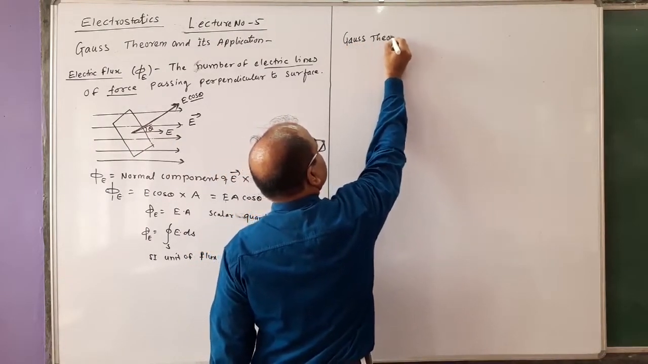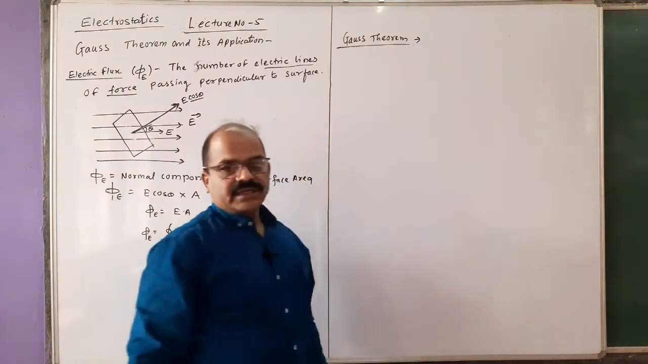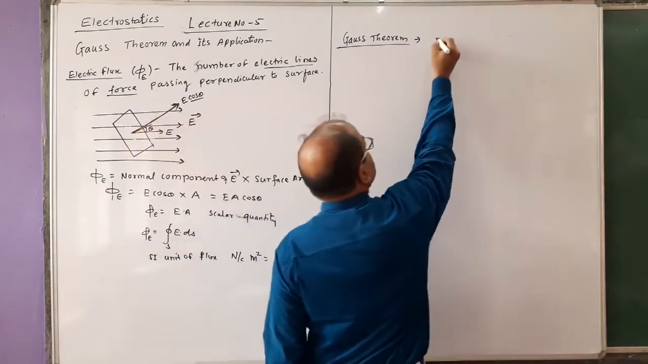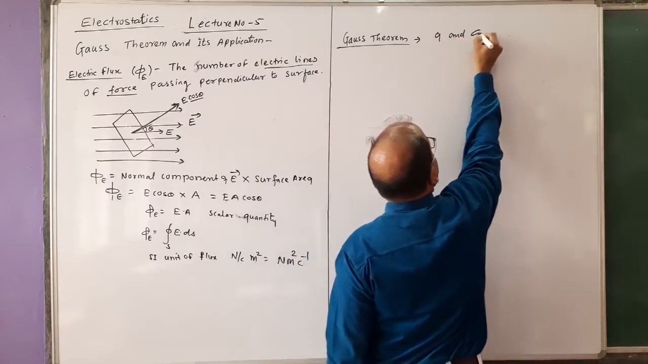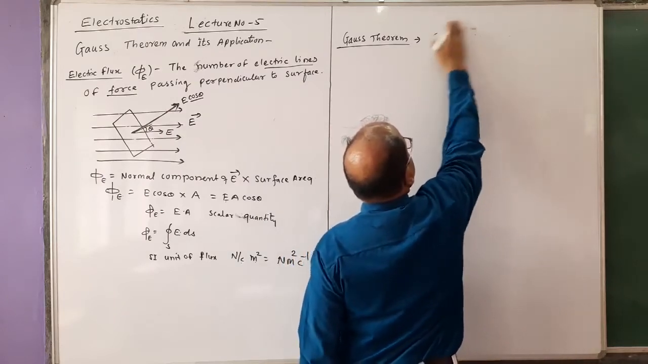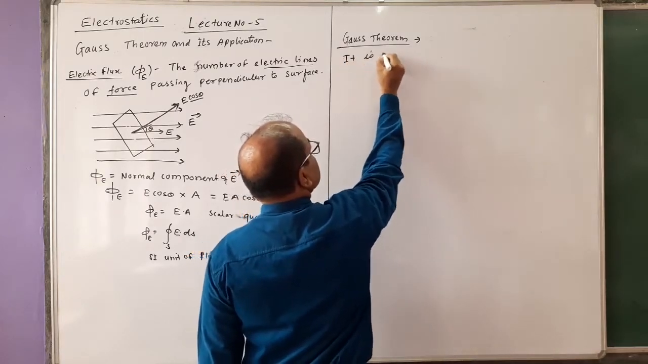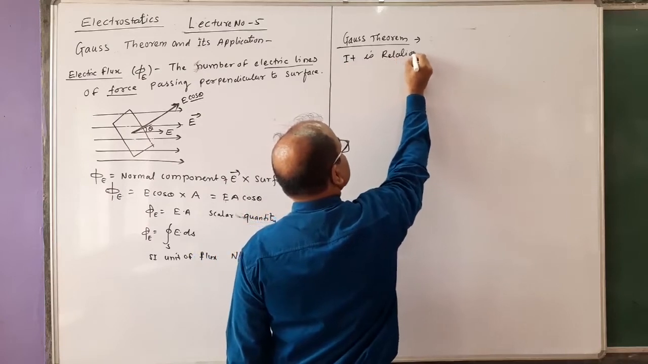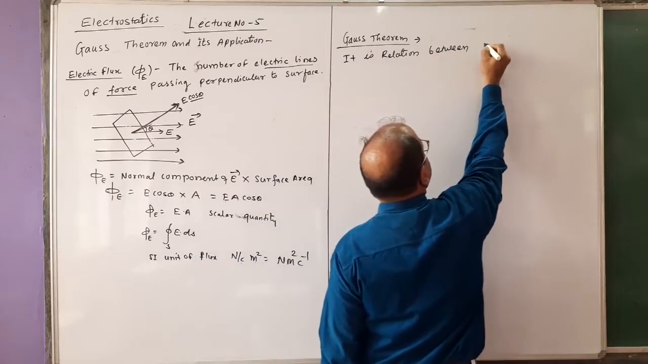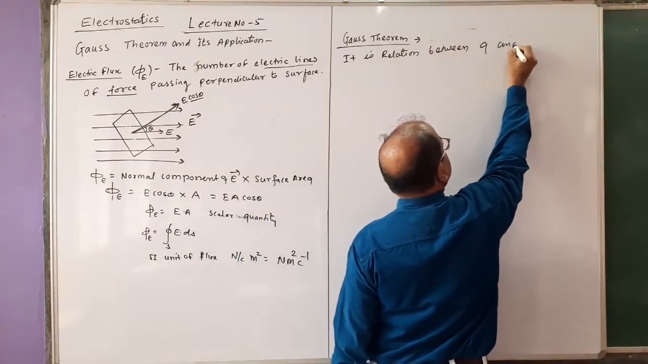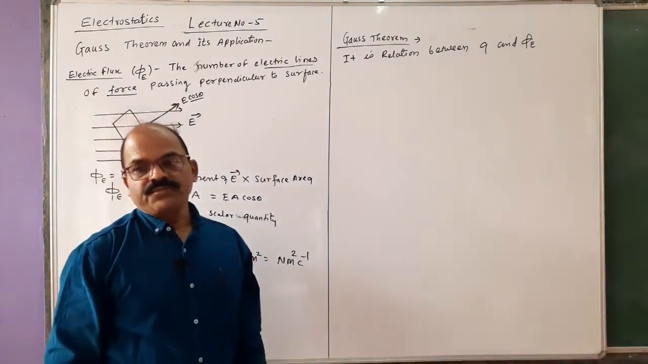Gauss theorem. It is a relation between the charge Q and the flux, the electric flux. This relation is known as the Gauss theorem.